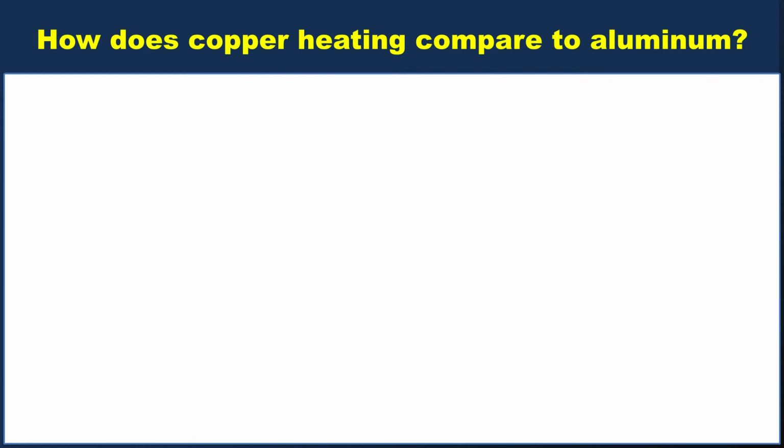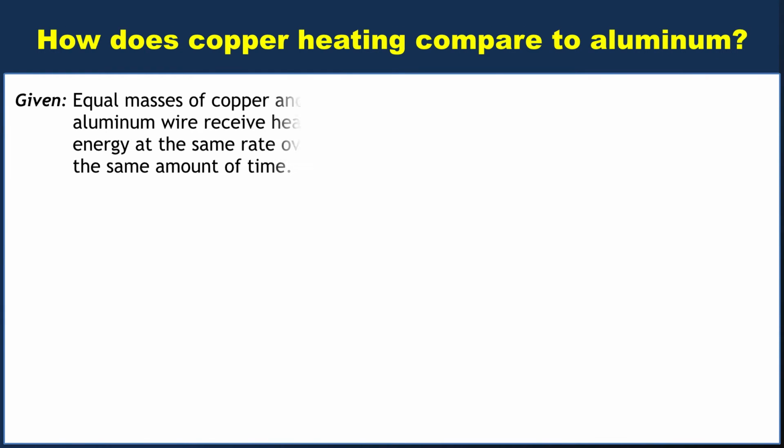Let's do another specific heat calculation, this time comparing the heating of copper to aluminum, so two different substances in the same problem. So we're given that equal masses of copper and aluminum wire receive heat energy at the same rate over the same amount of time. So here's our copper wire, here's our aluminum wire.